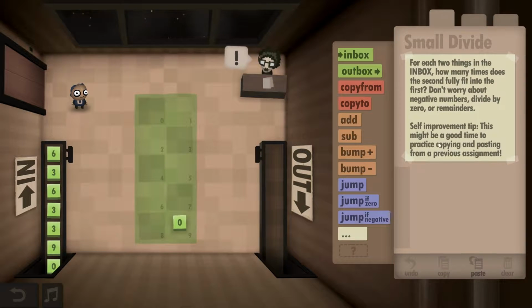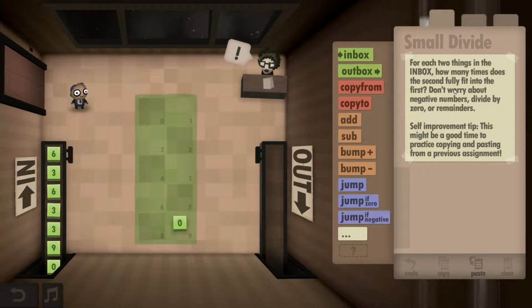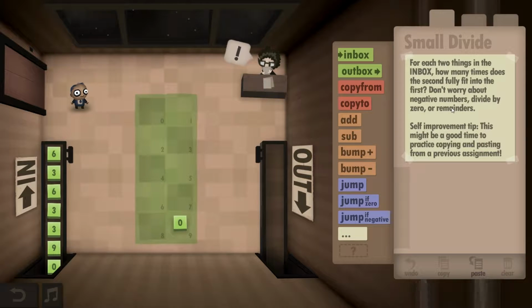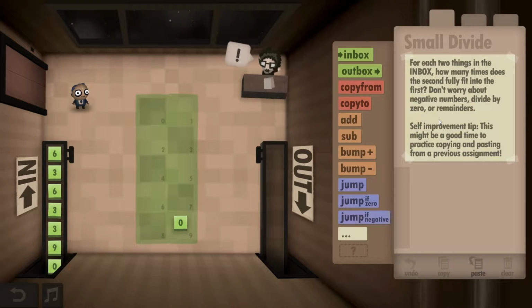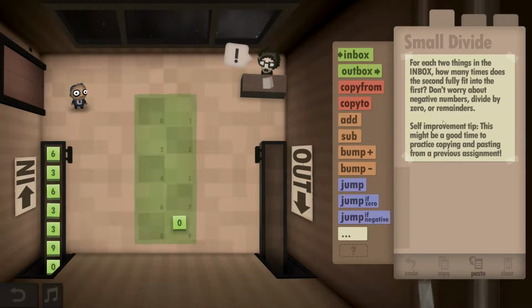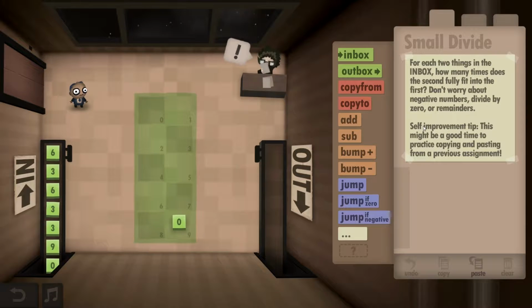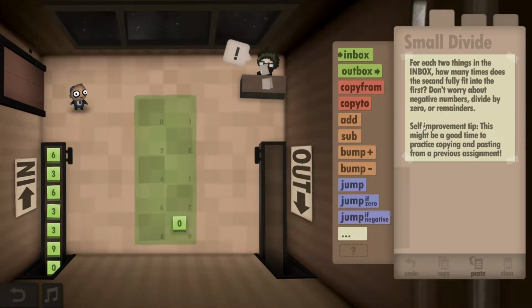This might be a good time to practice copying and pasting from a previous assignment. Oh! These two things in the inbox. How many times does the second fully fit into the first? Don't worry about negative numbers, divided by zero, or remainders. What do we do if it's divide by zero? What is the answer? What do we outbox?